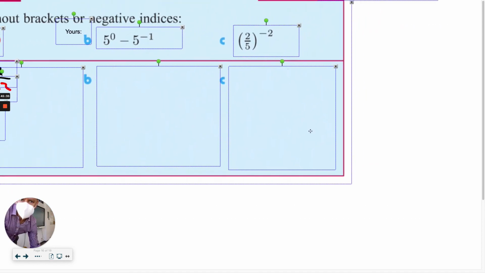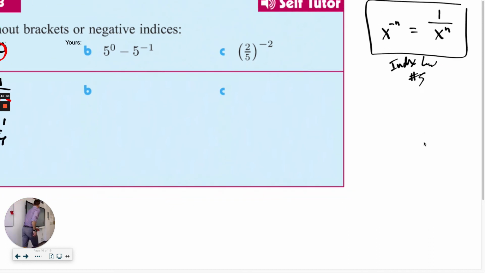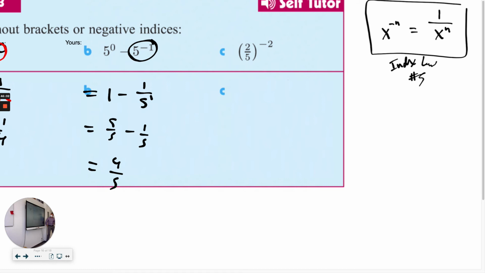Right. 1 minus 5 to the minus 1. So this is 5 to the 0, so that's 1. This is minus. 5 to the negative 1 should be 1 over 5 to the positive 1, which is just 1 over 5. So this is 1 minus a fifth, so it's 5/5 minus a fifth, so it's 4/5. Voila!